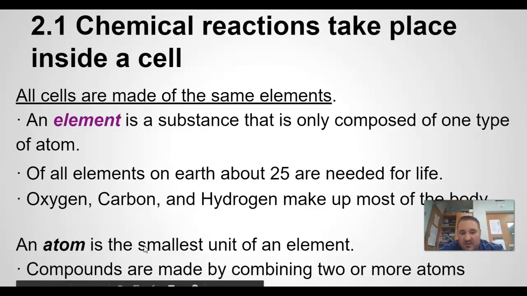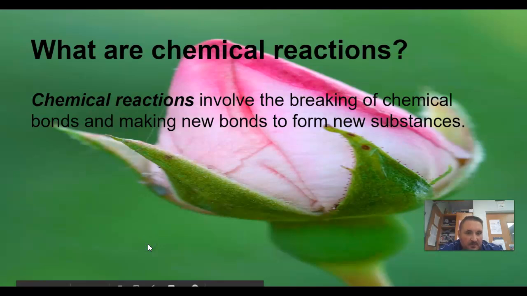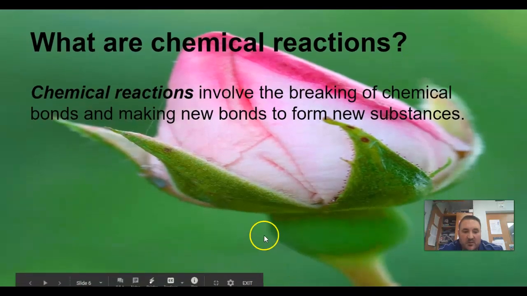An atom is the smallest unit that is still an element. So each type of atom is different. If you combine two or more atoms, you make a compound. A chemical reaction is where we break bonds between atoms and compounds and remake new bonds.